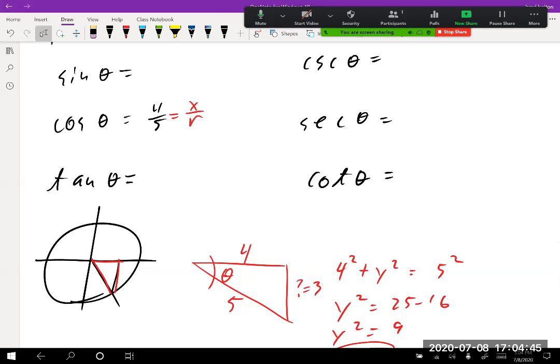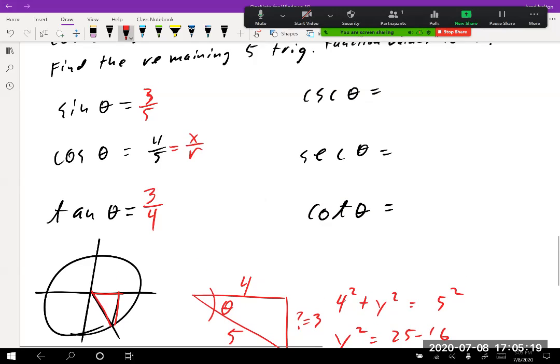Sine is y over r, so that's 3 over 5. Tangent is y over x, or sine over cosine. I'm sorry, y over x, so that would be 3 over 4. Okay, and then we have cosecant, secant and cotangent as the reciprocals: 5 over 3, 5 over 4, and 4 over 3.